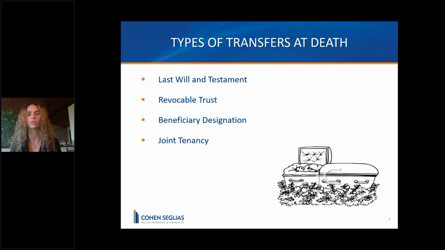If you have any questions about the beneficiary designations, primary beneficiaries, or contingent beneficiaries, reach out to your estate attorney so that they can help walk you through it.